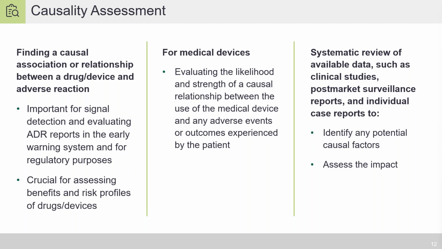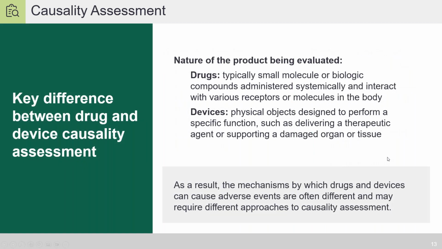So in the next slide, we'll talk about the basic structural difference that leads to the different types of causality assessment. As we know, a drug is basically a small molecule that is administered into our body and it interacts with various receptors to provide the desired result. Whereas devices are physical objects designed to perform a specific function such as delivering a therapeutic agent or supporting a damaged organ or tissue. And thus, they require different approaches for causality assessment.